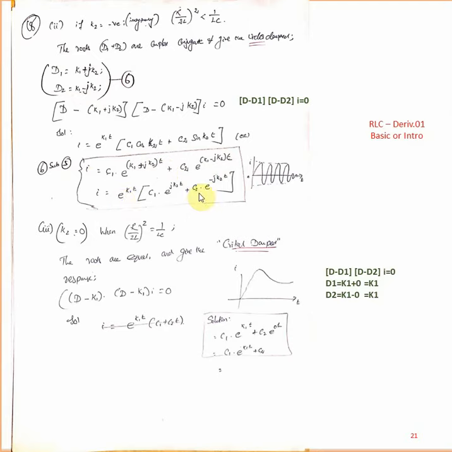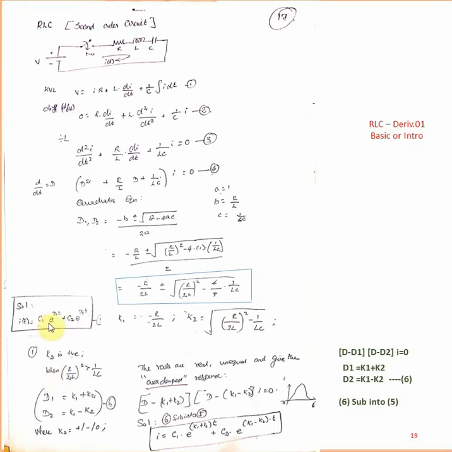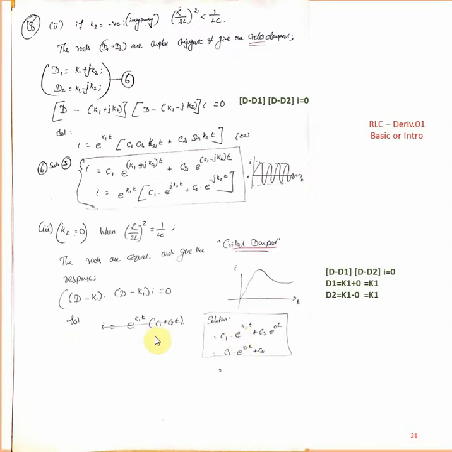Next one, critical damped systems. If it is a critically damped system, K2 is equal to 0. If K2 is equal to 0, what is the equation? K1 plus 0 and K1 minus 0, so it's 0; only K1 remains. Then substitute into that one: C1 dot e power K1t plus C2 dot e power K2t, you will write it like that. So leave it as C1 dot e power K1t plus C2 dot e power K2t.